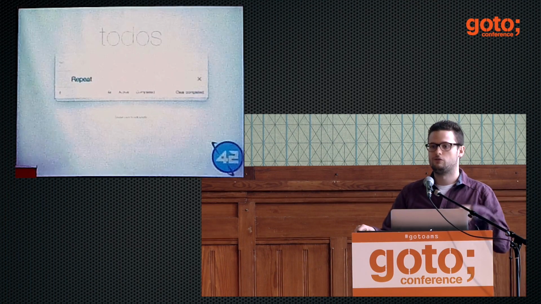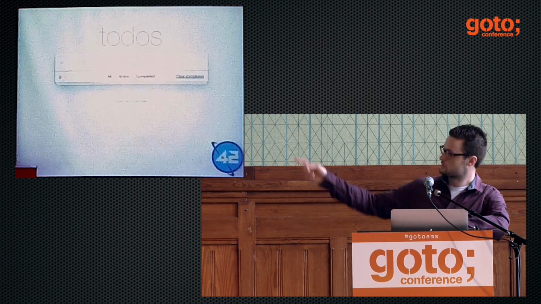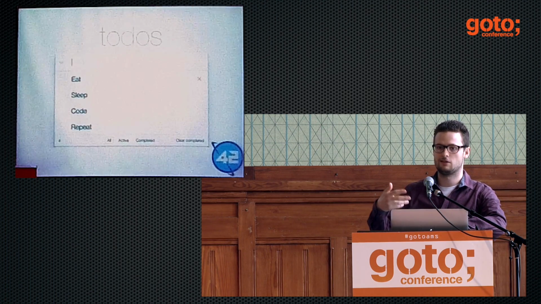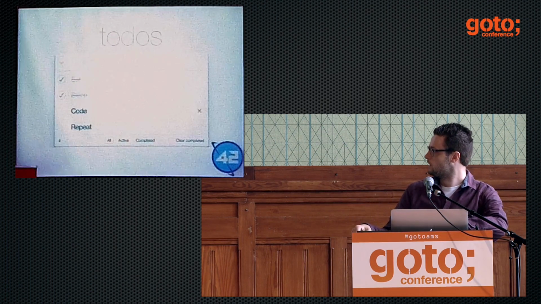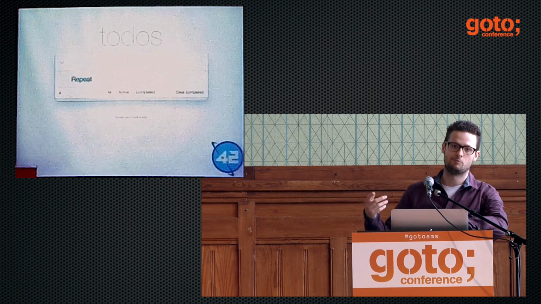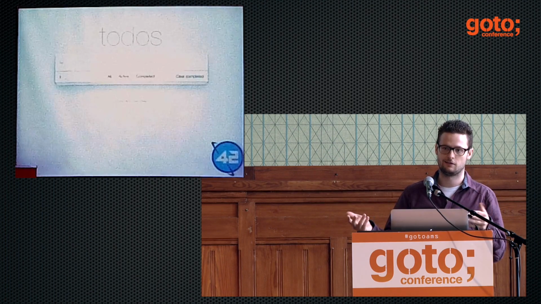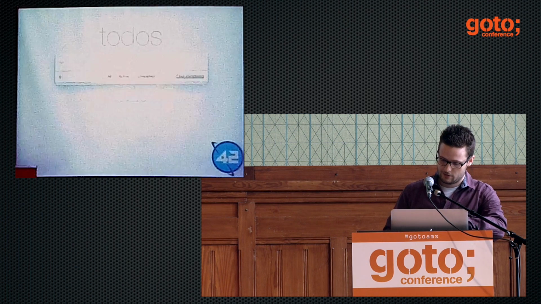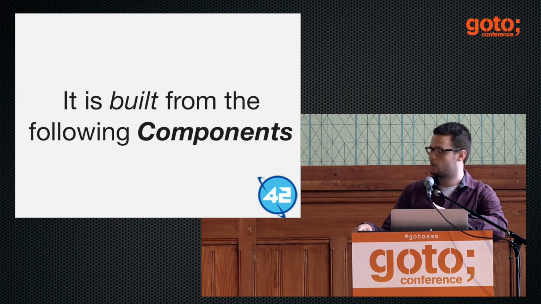You can add a to-do, you can cross them off, and at the bottom there's a footer, and there you can toggle between the to-do state that you want to see. For example, if you press active, you only see the to-dos you need to do, and when you click completed, you only see the to-dos that you've already done. So like I said, this application was built in Angular 2.0, and it was built from the following components.